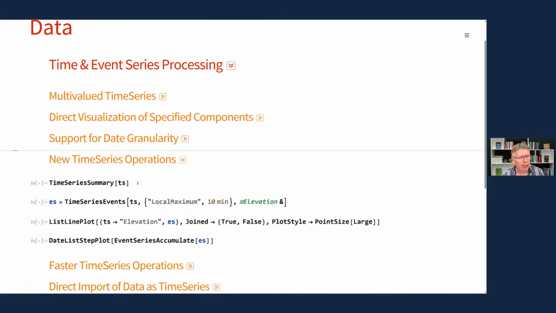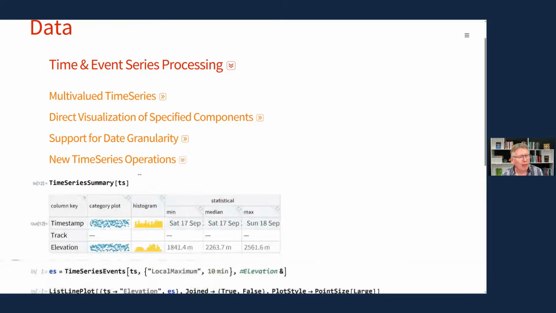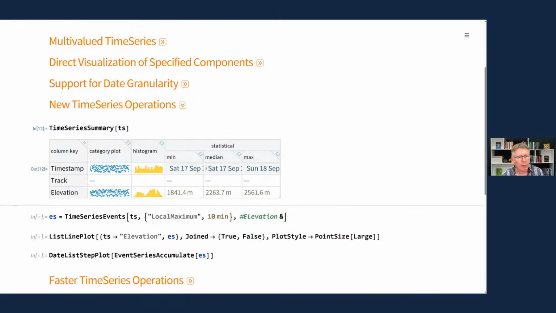There's a few new time series operations. There's a quick summary operation that will give you an overview of things like the mean, median, max, and histograms of the different columns. This, of course, is customizable, but with zero arguments, those are the columns that it will choose for you, but you can specify which columns you want.